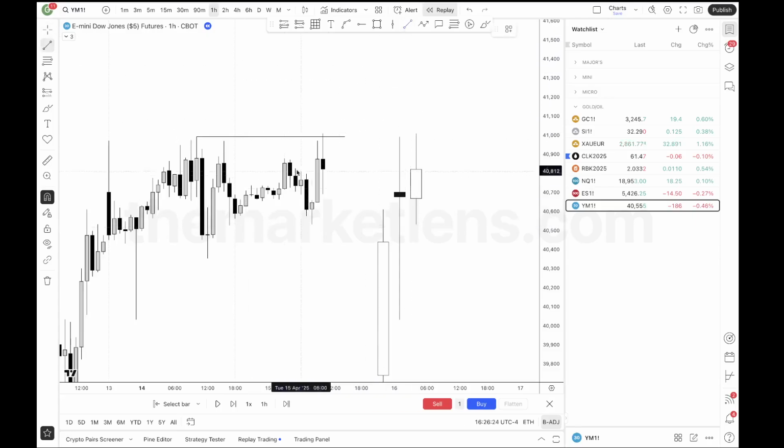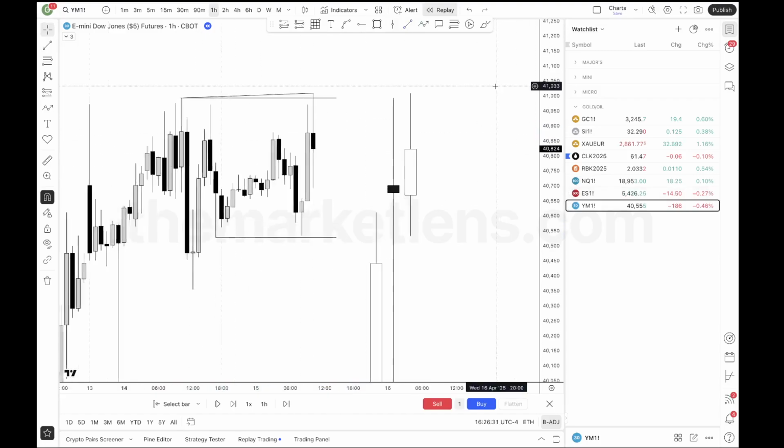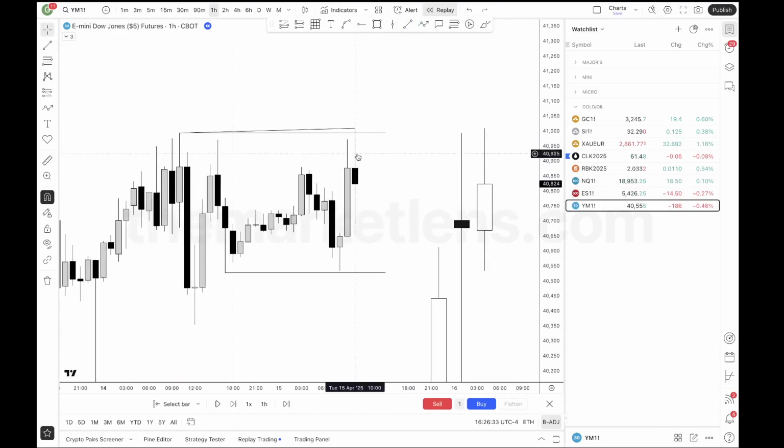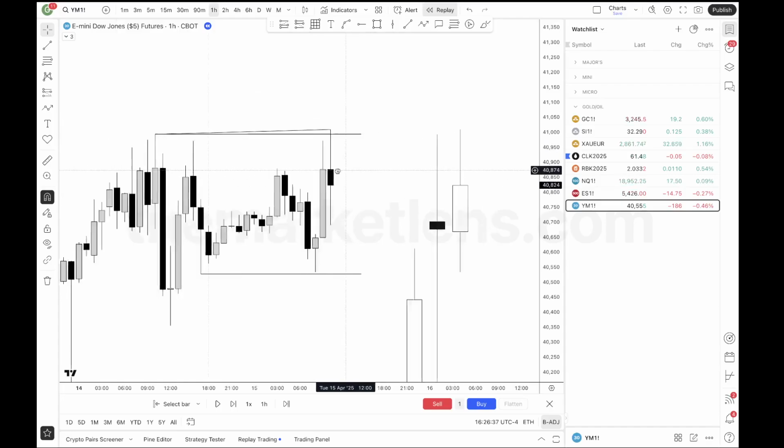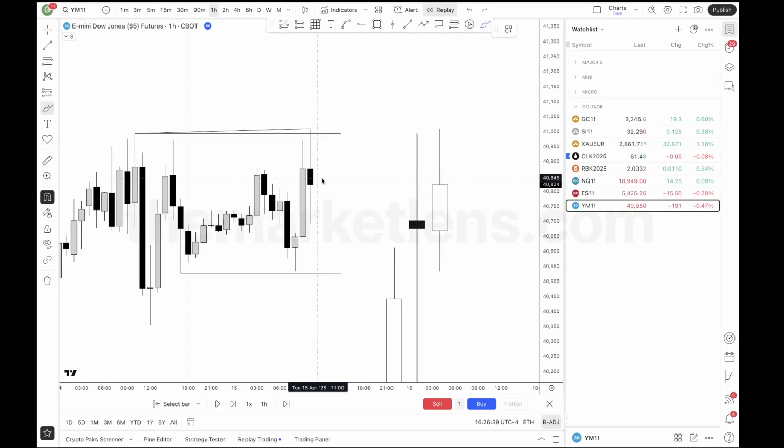You have low resistance, right? You have the SMT. But again, what happens? This is all good at this point. The high of the 10 a.m. candle is formed from a candle 2. But what does this next candle need to do? It needs to expand, right? What do we see?